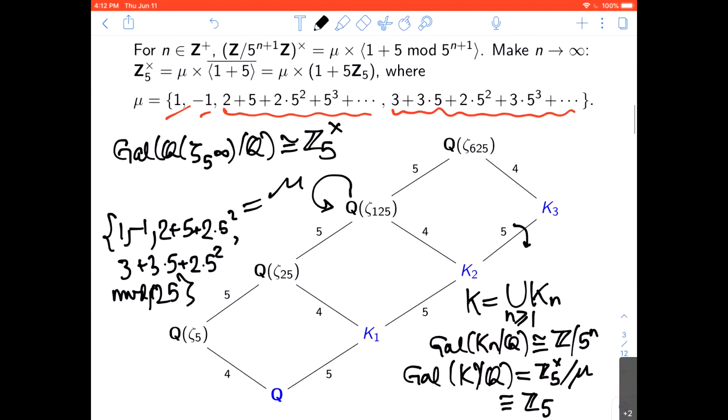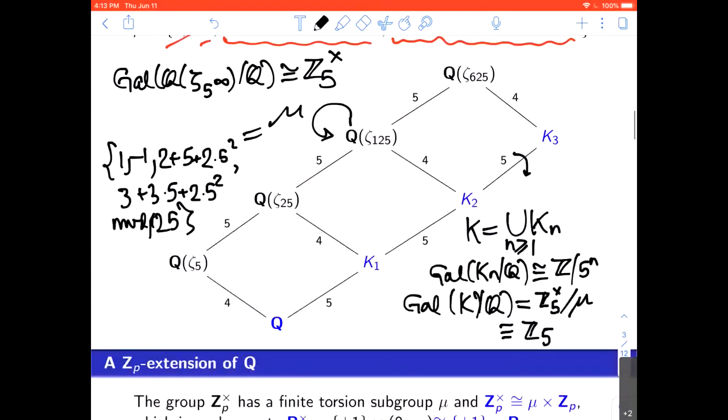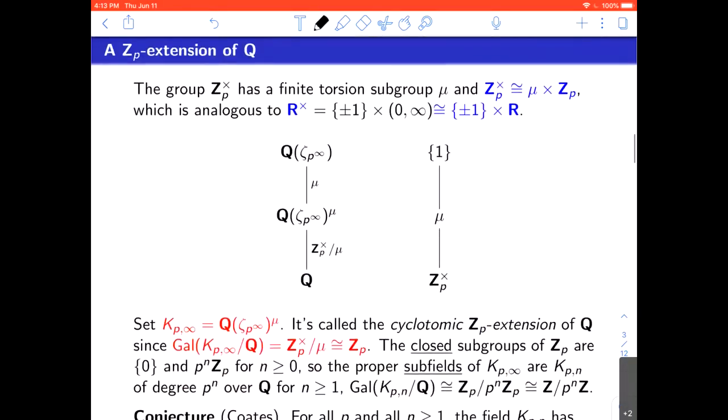Anyway, so this big field, the union of all the blue fields, is an extension of Q whose Galois group is isomorphic to the additive group of five-adic integers. Okay, so let's do it for a general prime.